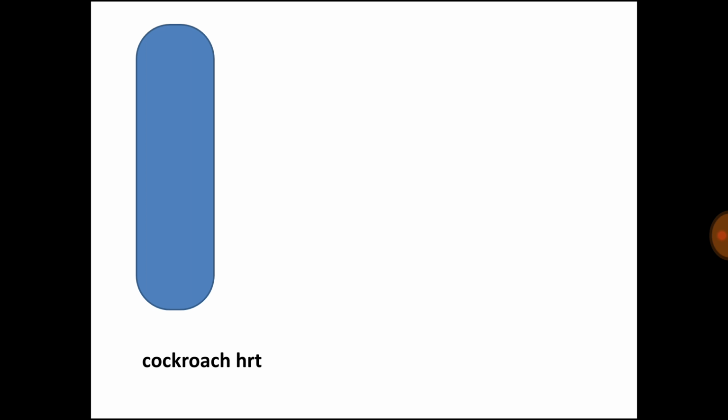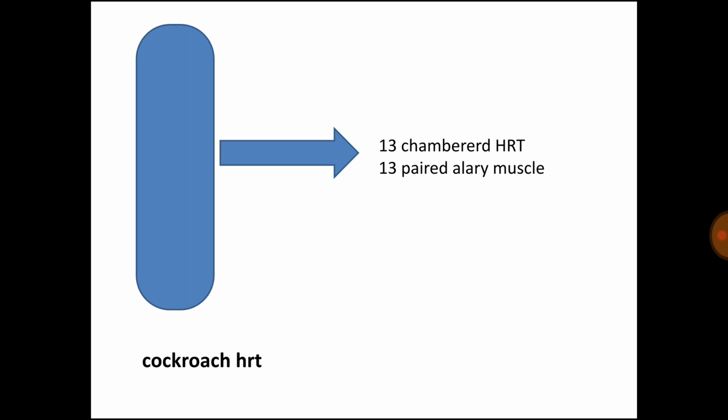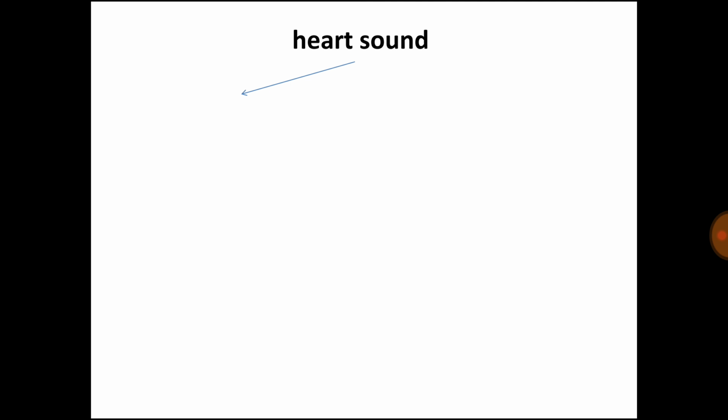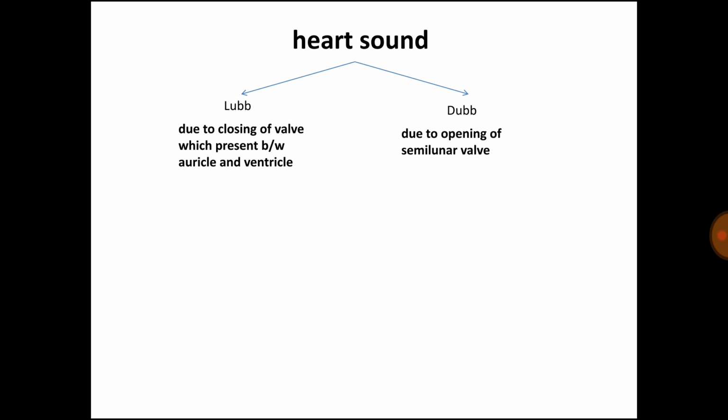So if we're talking about the cockroach heart, it has a 13 chamber heart and 13 pairs of alary muscles. Heart sounds are of two types, lub and dub. Lub sound is due to closing of the valve which is present between auricle and ventricle, and dub sound is due to closing of the semilunar valve. Lub sound is loud and for a long time. Dub sound is of less intensity and for a short time.